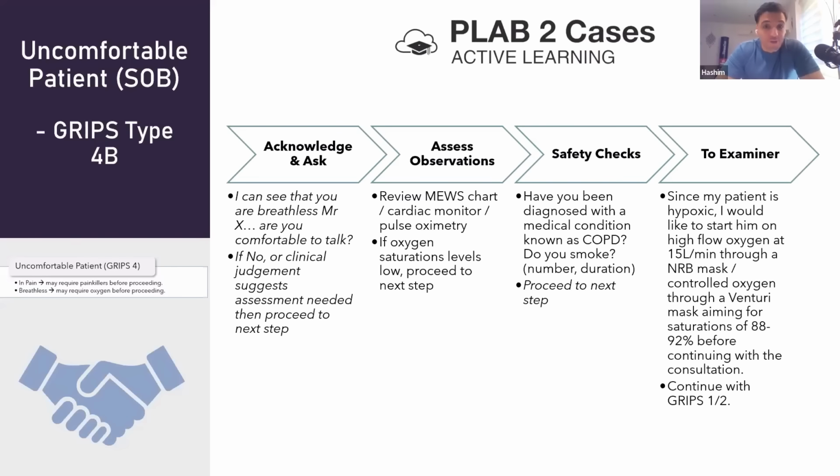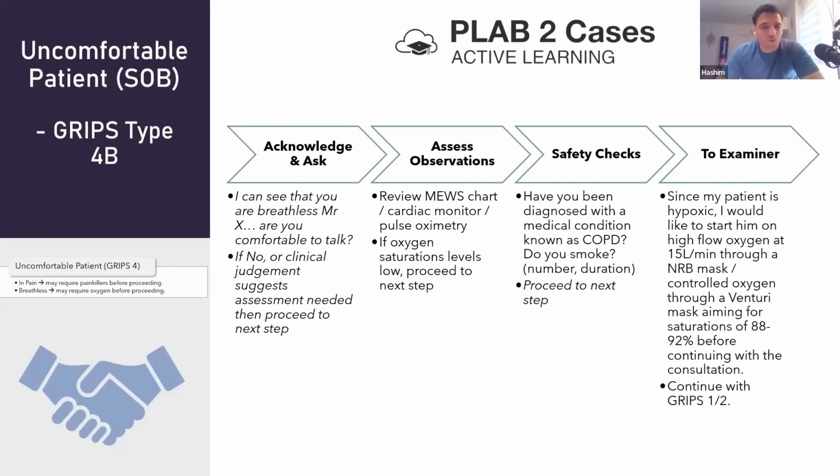And yeah, so you would need to go through this, and they give you a MEWS chart as well. The MEWS chart, the Manchester Early Warning Score chart, is just a chart that shows all the observations, right? You will find that in the cubicle, and there'll be a special note in the task that says there's a MEWS chart in the cubicle. So you will need to have a look at that, because you'll see that he's breathless. And so you ask him, you'll acknowledge it. I can see that you're breathless, Mr. X. Are you comfortable to talk?